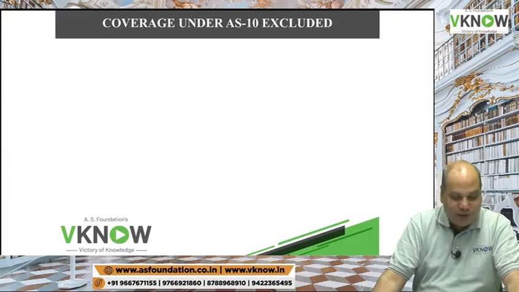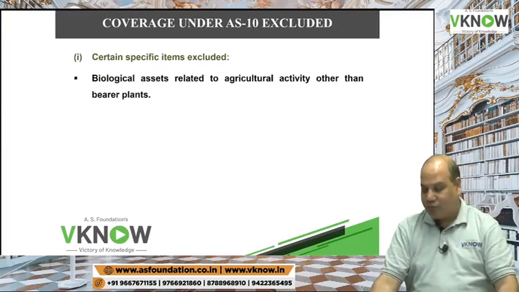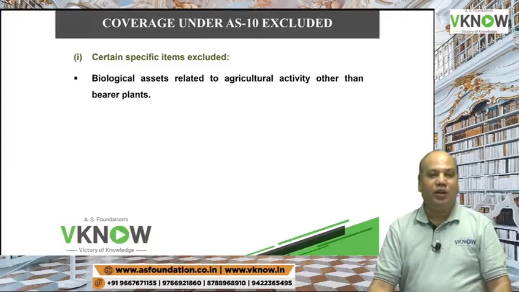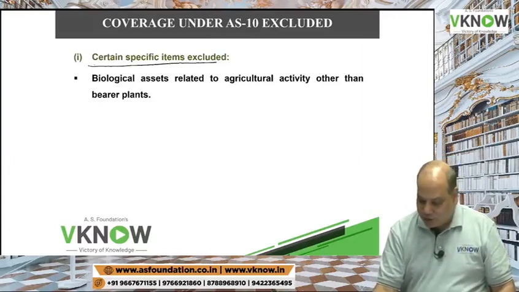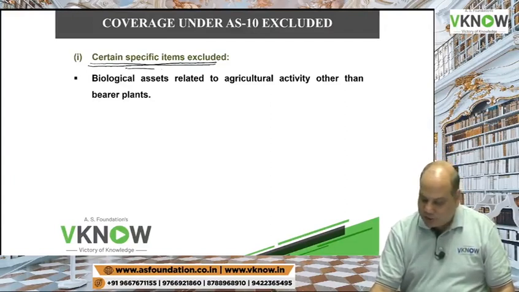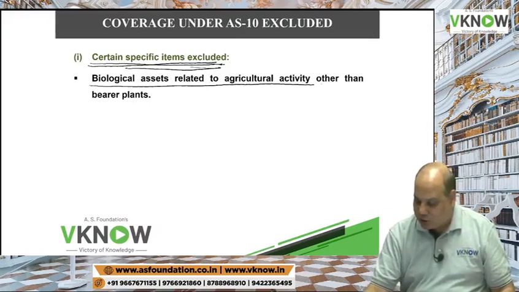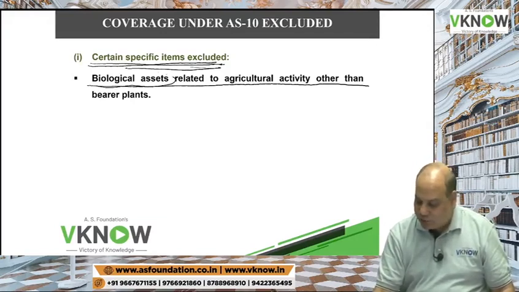So next, paragraph number 3 is the scope paragraph. Theory question for you: where is AS-10 not applicable? AS-10 is not applicable in the following cases. Certain specific items are specifically excluded. Biological assets related to agricultural activity.